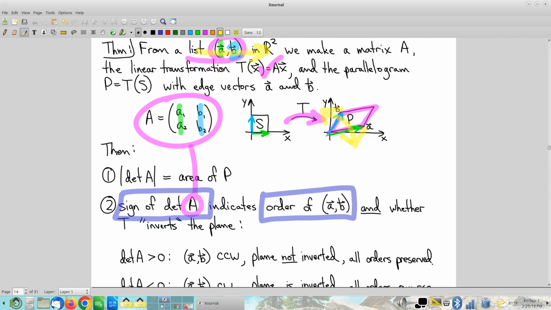But of course, whether A or B is first or second does affect the order. It does affect the plus or the minus of the determinant. Yeah. Everybody with me? All right.